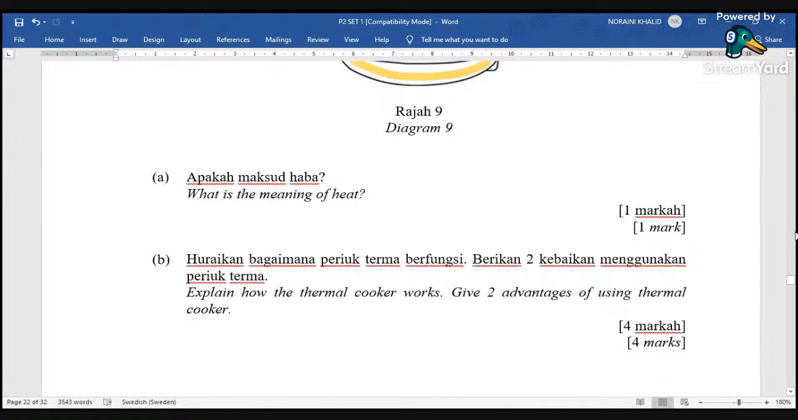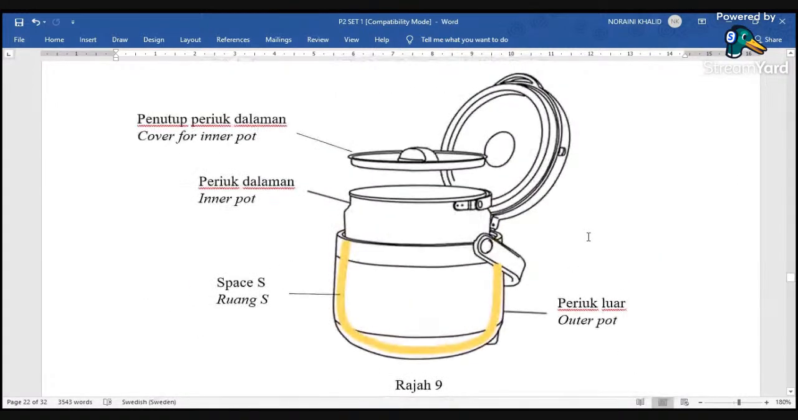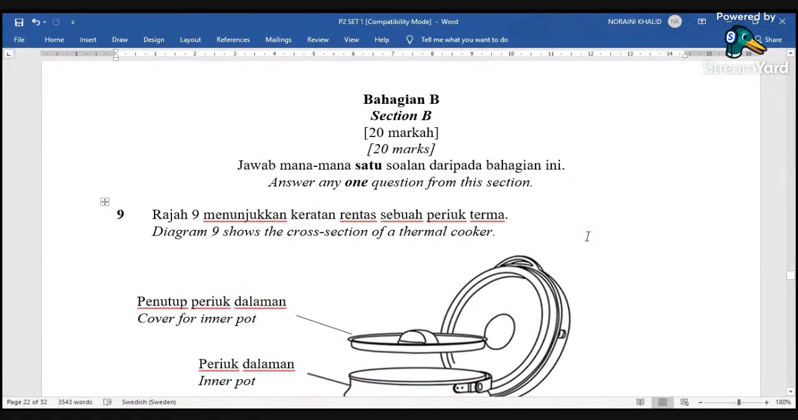Okay, we look at section B. The KSSM format: section B consists of 2 questions. You just answer one of the questions. You will get 20 marks for this part. Section C only gives you one compulsory question to answer. There's no choice. You need to answer the one question given in section C. Okay, number 9.